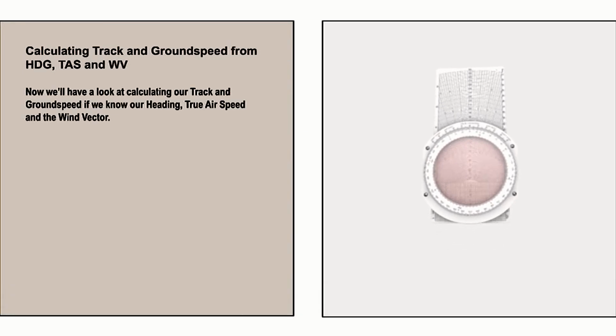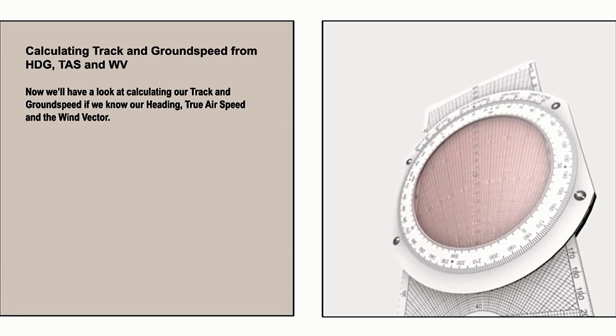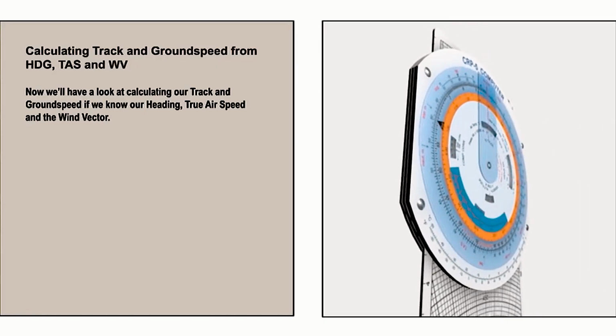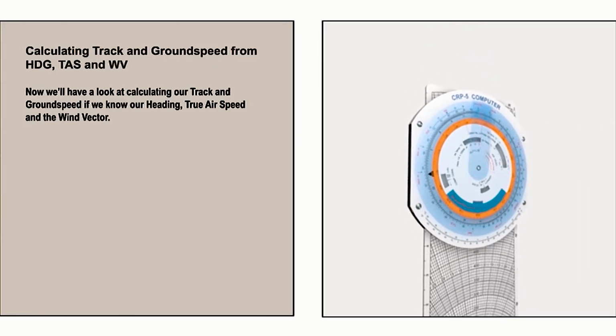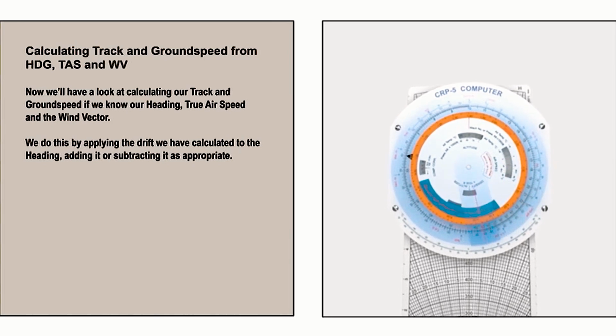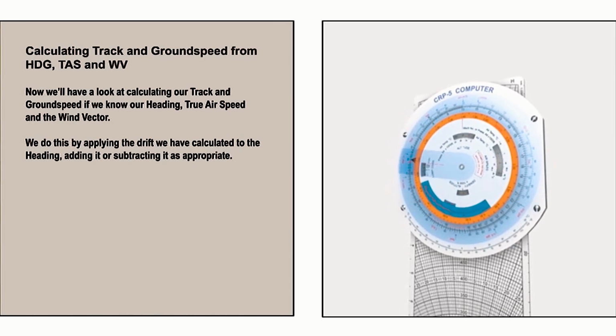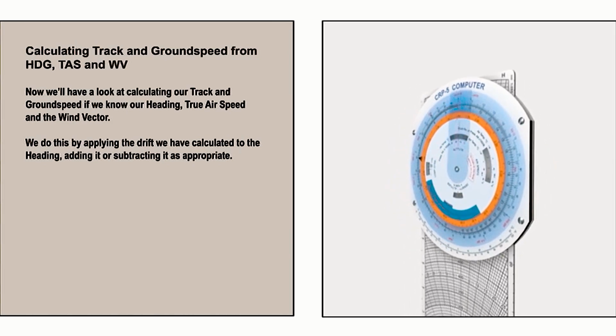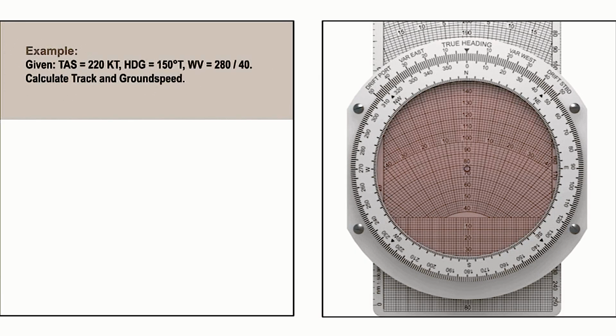Now we'll have a look at calculating our track and ground speed if we know our heading, true airspeed and the wind vector. We do this by applying the drift we've calculated to the heading, adding it or subtracting it as appropriate. In this example, we are asked to calculate the track and ground speed of an aircraft flying at a true airspeed of 220 knots on a heading of 150 degrees true with a wind vector of 280 at 40 knots.